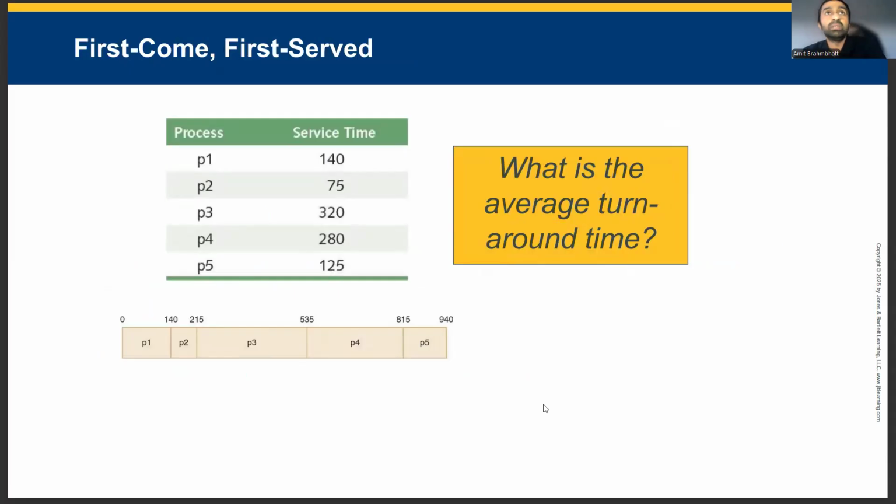Here's an example of first come, first serve. We can also call it FCFS scheduling scenario. And it's asking for average turnaround time. Under FCFS, processes run in the exact order they arrive. To compute turnaround time, you add waiting time plus execution time for each process, then average across all processes. FCFS can lead to the convoy effect, where one long process delays all shorter ones, increasing average turnaround time.